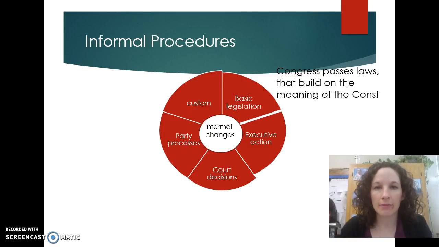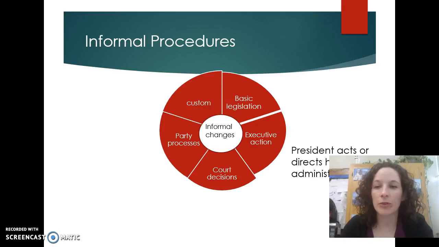Congress has passed a law that establishes a federal minimum wage. There's nowhere in here that it says Congress can establish a federal minimum wage, but it does say Congress has the power to regulate interstate commerce. And through that power, Congress has justified its making of a federal minimum wage. We're going to look at a whole bunch of those in the next couple lessons. So that's one way Congress changes the meaning of this document.